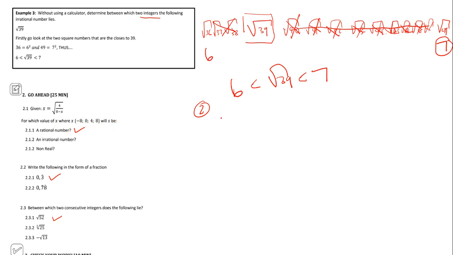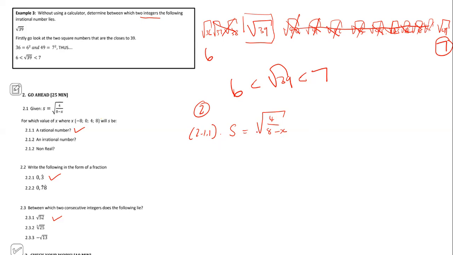They said to us, we have the equation. We want to answer question number 2.1.1. The equation says S is equal to the square root of 4 over 8 subtract X. So we want to determine where this will be rational. We're going to substitute all of these X values that are provided into this equation. Where we see X, we're firstly going to substitute -8, and then another equation where we substitute 0, then 4, then 8. And therefore, we will see where the irrational number is. You understand what I'm saying?